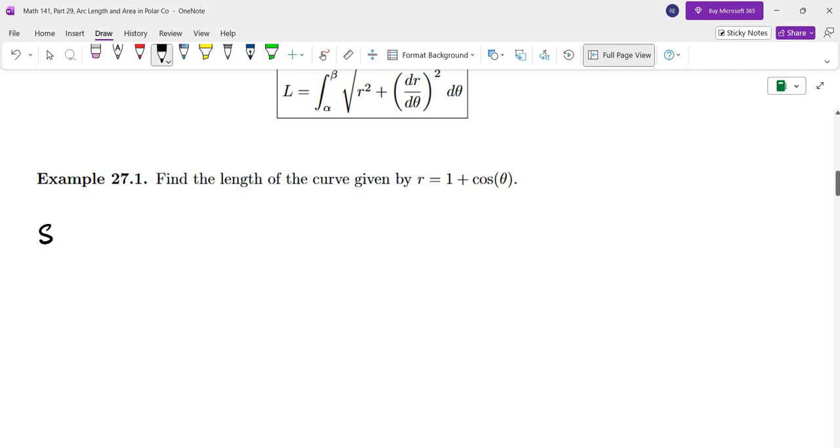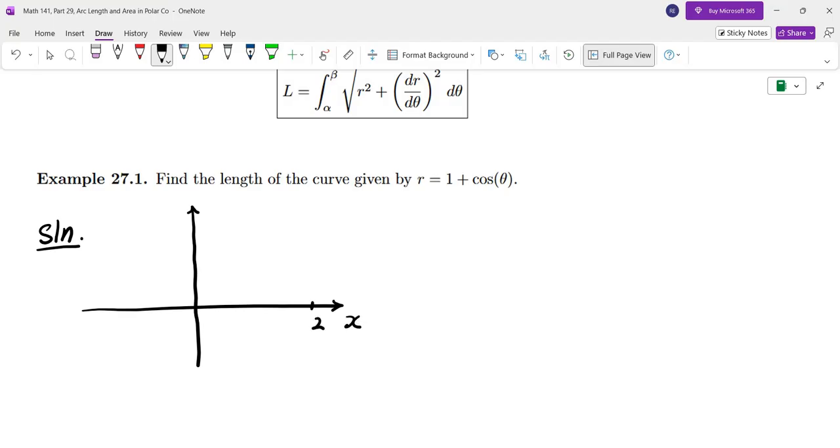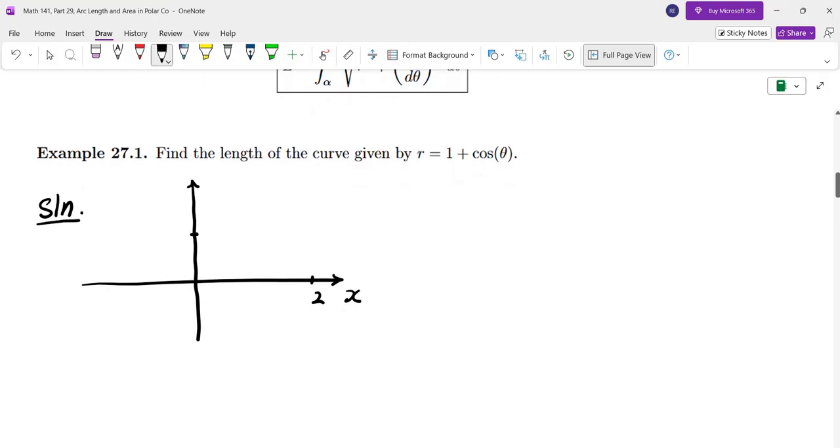So let's do one example on this one. Find the length of the curve given by this. If you recall, this is something that we drew in the previous video. This is a cardioid, so if you plug in 0, we get 2 for r, so it starts from here. Theta equals pi over 2 gives us r equals 1, and then theta equals pi gives us 0. So we get a curve like this, and the bottom is just the reflection of the same thing about the x-axis.